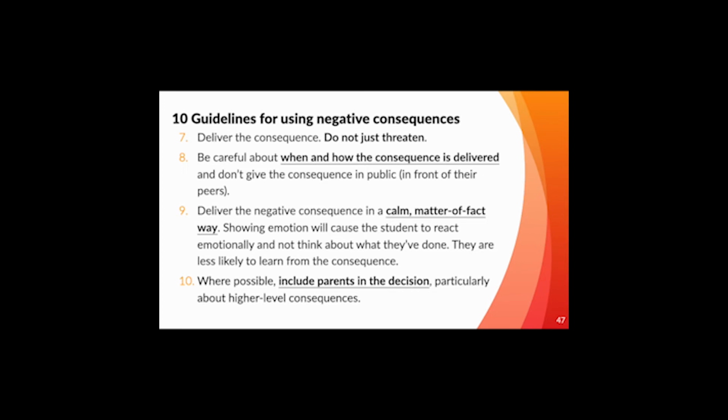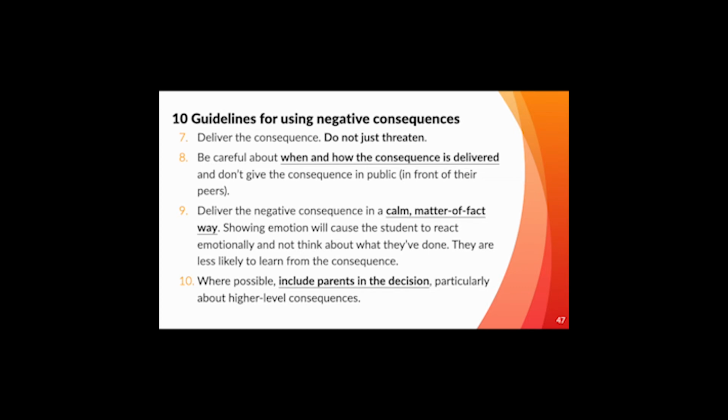Number 9, deliver the negative consequence in a calm, matter-of-fact way. Showing emotion will cause the student to react emotionally and not think about what they've done. They're less likely to learn from the consequence. 10, where possible, include parents in the decision, particularly about higher level consequences.